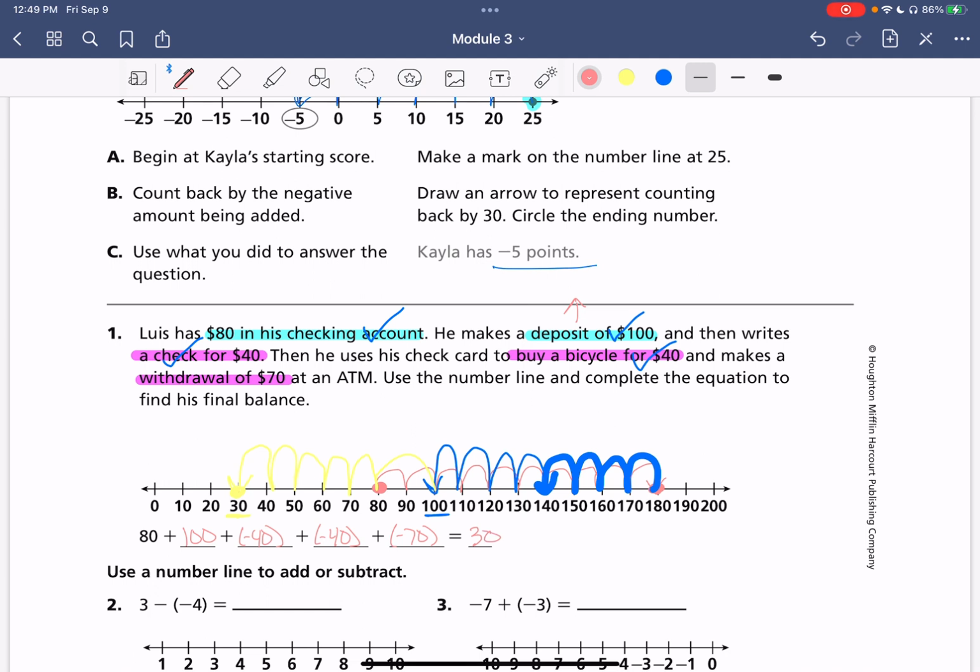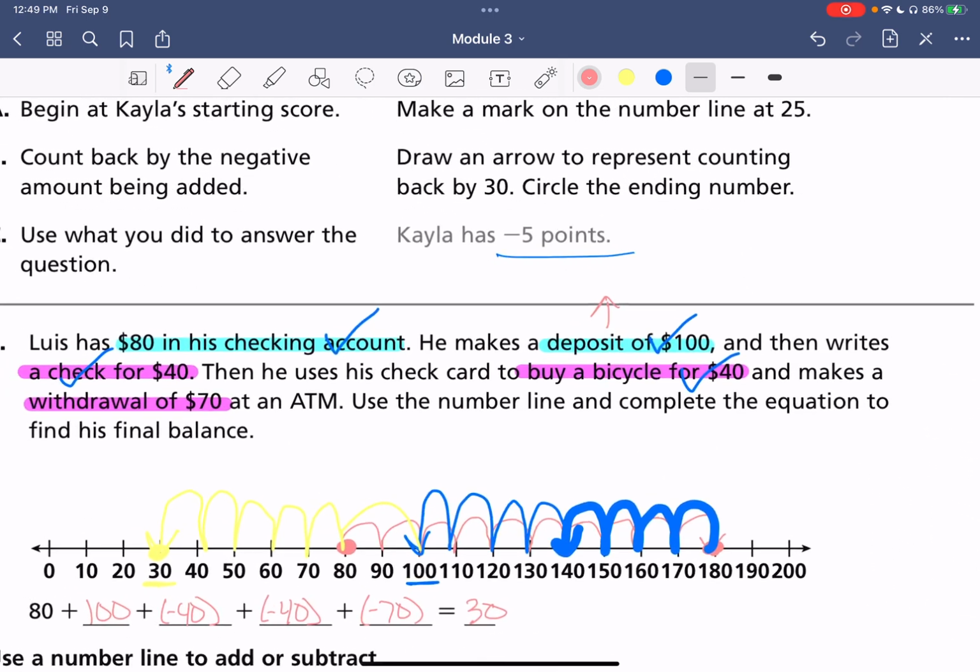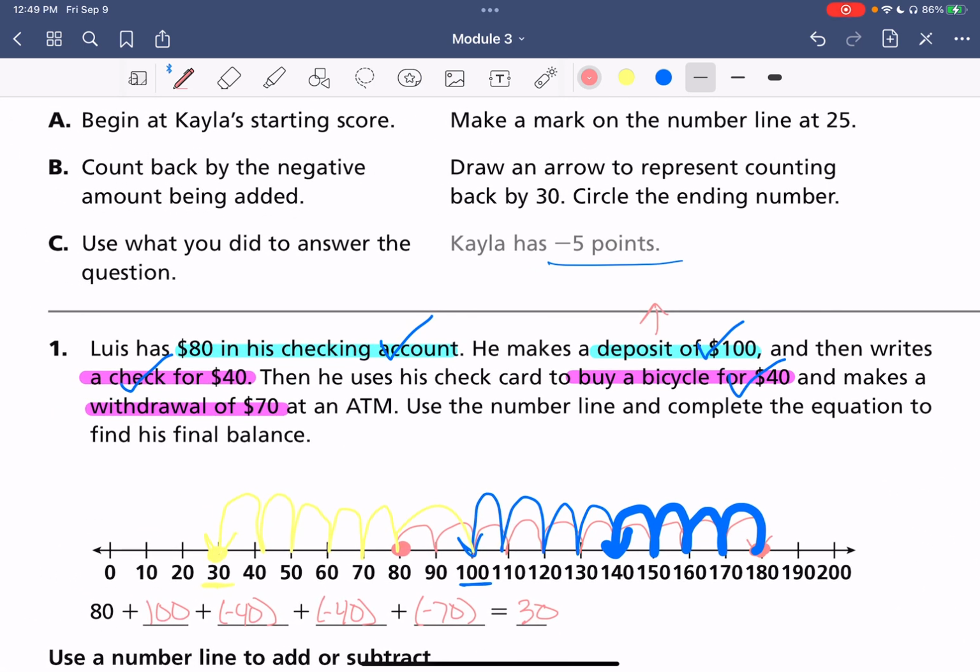So as you're working through your word problems here, make sure you know whether it's talking about taking money out, like a deposit, writing a check. And be really careful that you're moving the correct way on your number line.